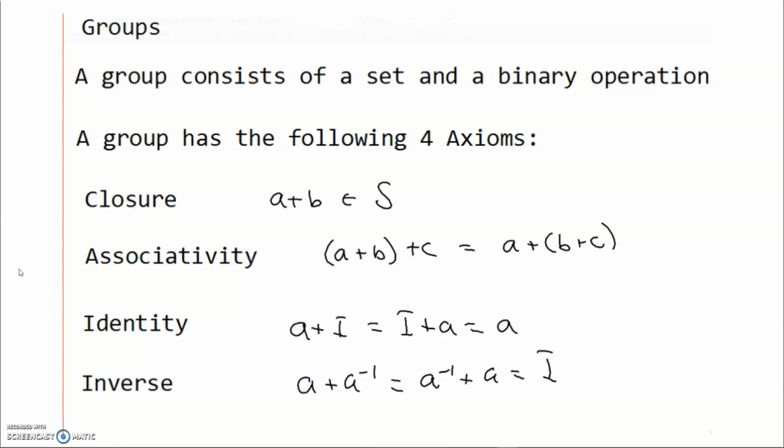And groups have four different properties called closure, associativity, identity, and inverse. Groups are written in angled brackets, and there will be two things inside of it, the set and the binary operation.